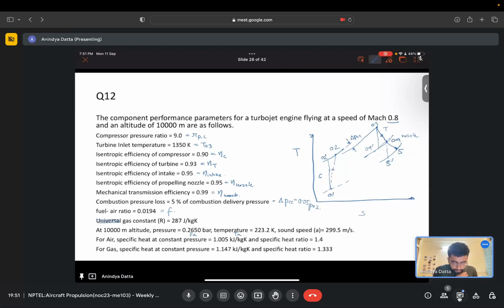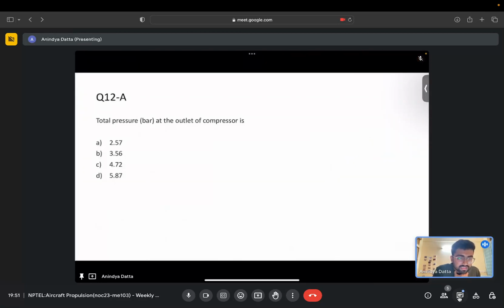Let's see what is being asked for. The first question is the total pressure at the outlet of the compressor. The outlet of the compressor is state point 02, so we have to find P02. We have to start with P01, which means we have to start with the intake.